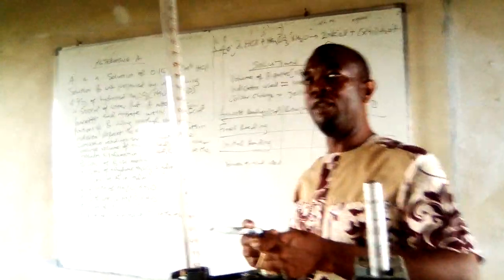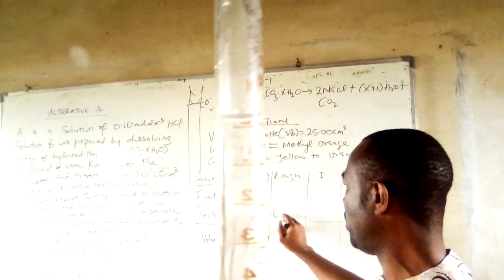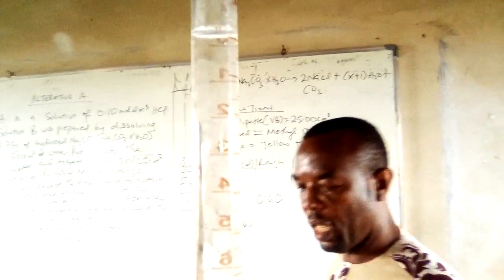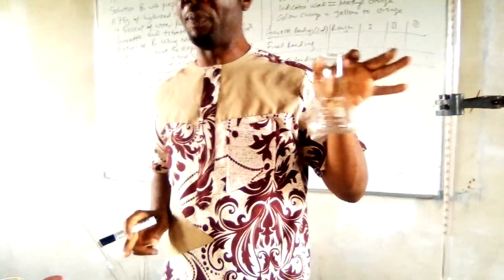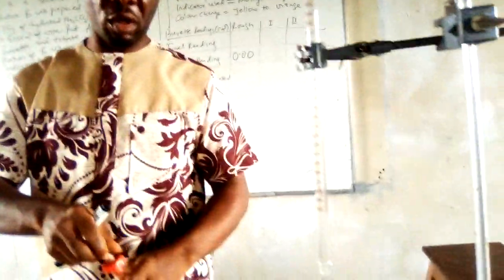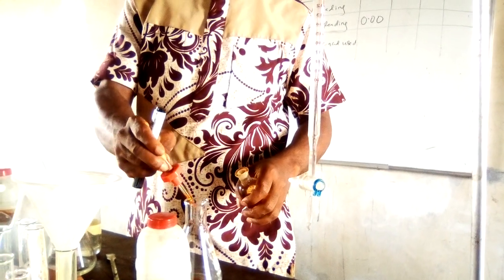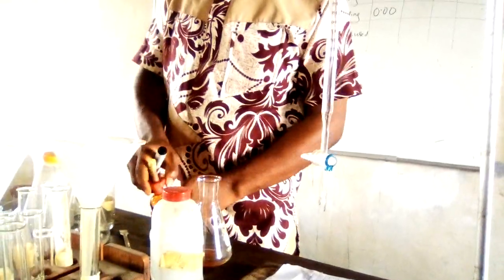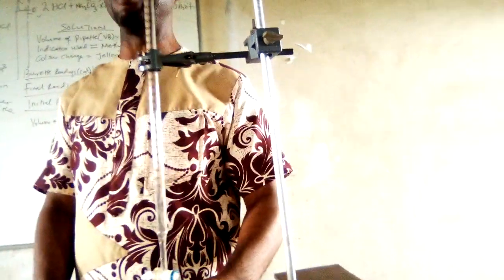So this is the situation we have here. This is where you want to start the experiment. You write 0.00 at this point. Then, having done that, you can now get your base using your pipette. You transfer 25 cm cube of the base into the conical flask. It's already prepared here. Then you add 2 drops of indicator into the base, the carbonate. You shake it, you have a yellow color. The color changes from yellow to orange. Bring it under the burette and titrate.